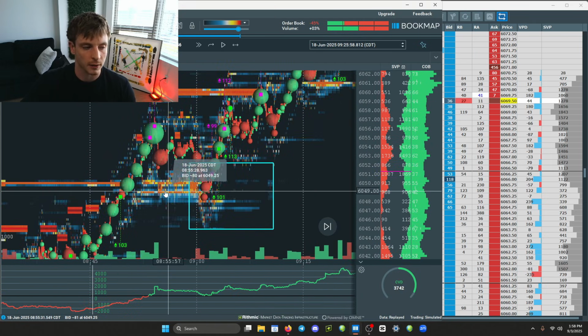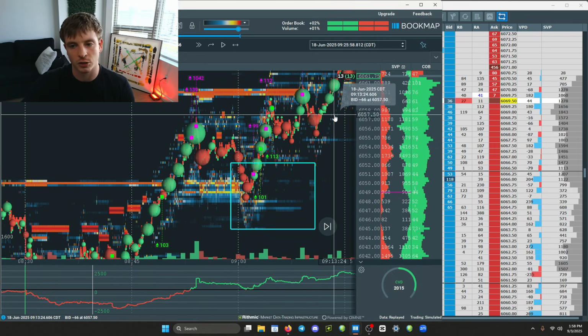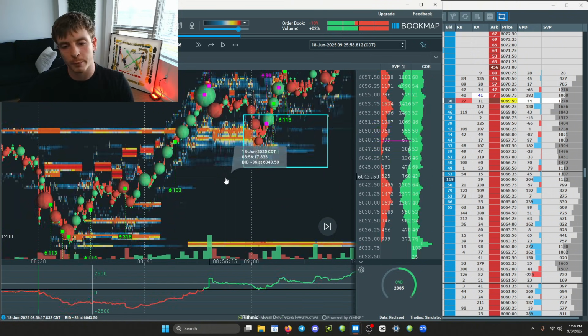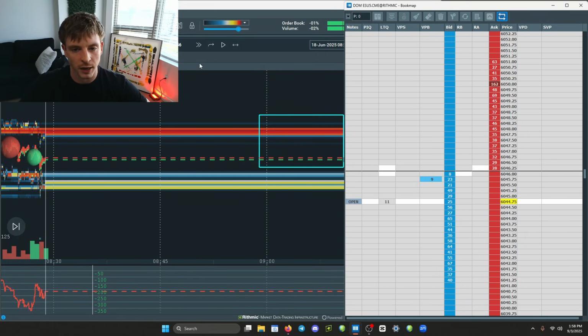So here is an example of an LVN setup from Bookmap. This happened on June 18th. There were a few of these that happened in the month of June, and then definitely some in July as well. But this is a very clear example that I remember. So we're just going to replay this session real quick and watch how it develops.